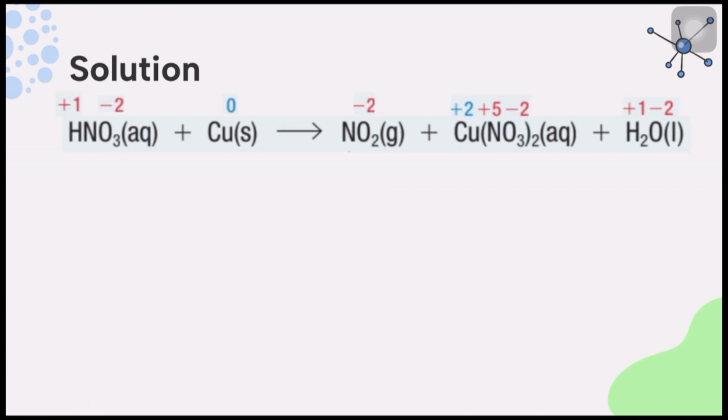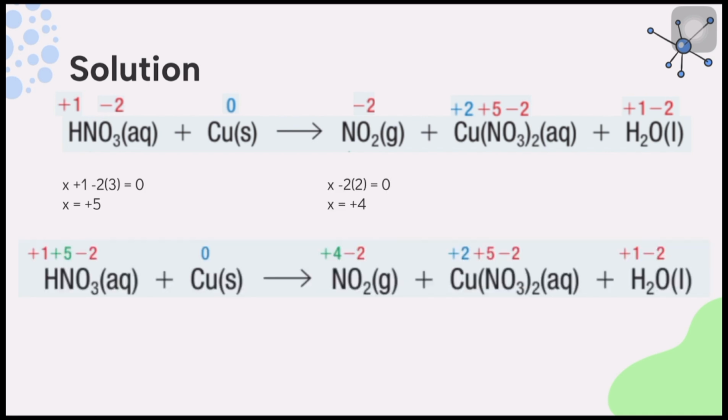First, we need to write the unbalanced chemical equation, and then determine the oxidation numbers for each element in the equation. Then, to find the oxidation number for nitrogen on both the reactants and product side, we set the oxidation number as x and solve for it by setting the net charge of the compound as 0. For the reactant side, the oxidation number of nitrogen is +5 and +4 for the product side.